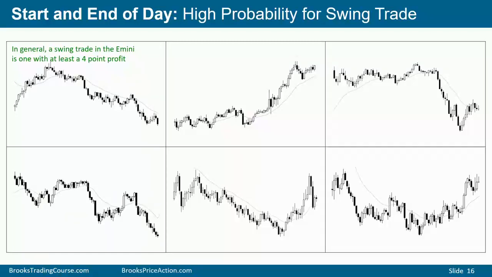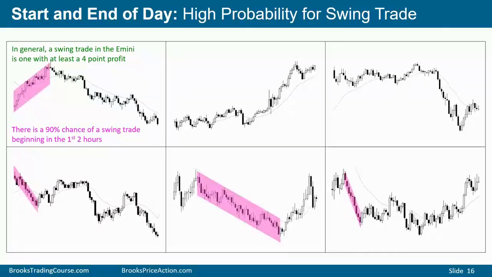When I talk about swing trading in the E-mini, typically I'm talking about a profit of 4 points or more. There's a 90% chance of a swing trade, a 4-point profit, beginning in the first 2 hours. We have a swing up, a couple swings down here, several swings down, all beginning within the first couple of hours.